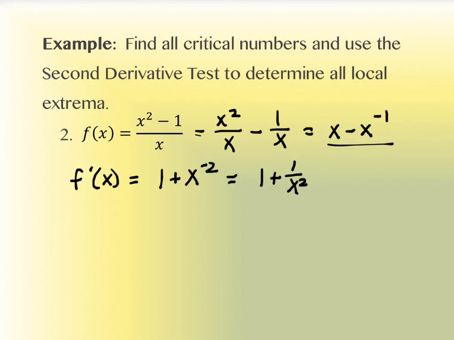Okay, what are we supposed to be doing with this derivative now? Finding critical points. So what do we do for finding critical points at this juncture? Set it equal to 0. Excellent. Now what?